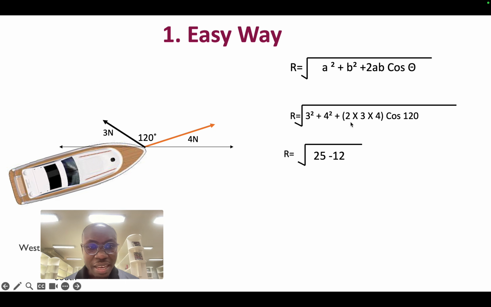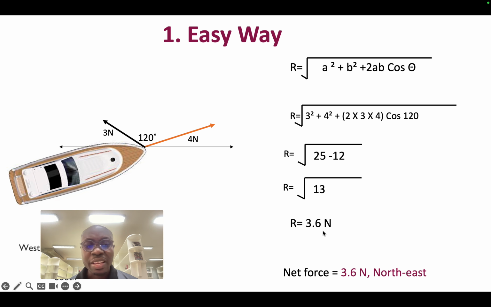Now, if you add everything together, cos 120 is equal to minus 0.5. So this will be negative. The final answer will be square root of 13, which is 3.6 newtons. But we have to bring the direction. The direction is northeast, right? If this force is 4 newtons, this is 3 newtons, the boat will move this direction, right? Northeast. This is the easy way. Okay, let's look at the hard way.